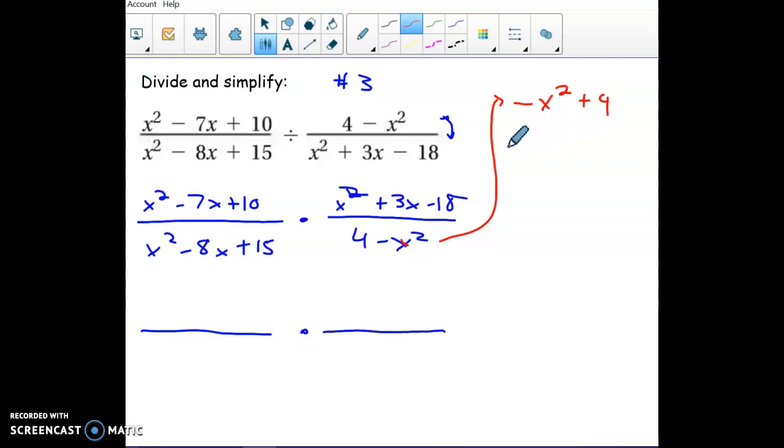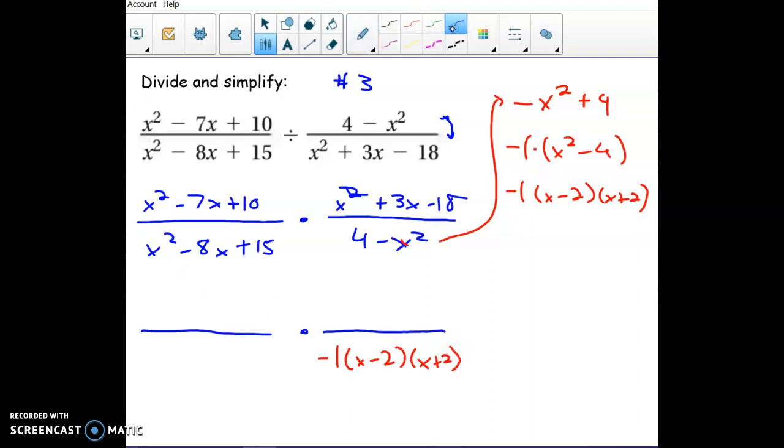The way we can do that is if you pull out a negative 1, and it'll leave you with x squared minus 4. So this full thing factors apart to a negative 1 in front, and then the x squared minus 4 becomes x minus 2 and x plus 2. That's a lot of steps, and it's a little bit tricky, but that's what this denominator is going to factor to.